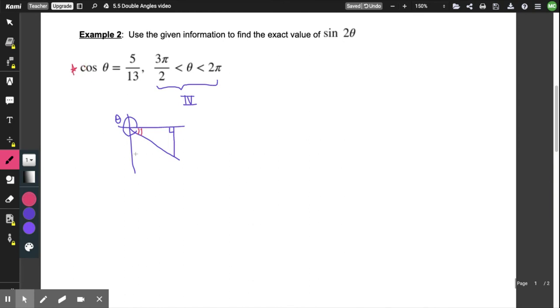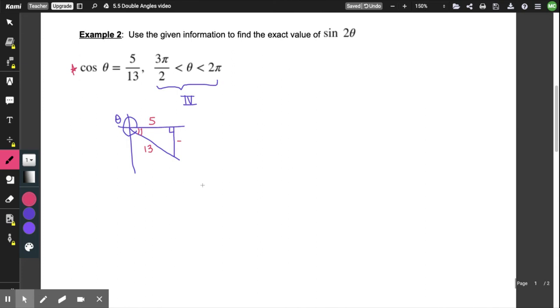So they said cosine is 5/13. Cosine is the x over the r. So x has to be 5 and r has to be 13. The r is always positive. In quadrant 4, the x's are positive and the y's are negative. So I'm going to go ahead and put a negative here.